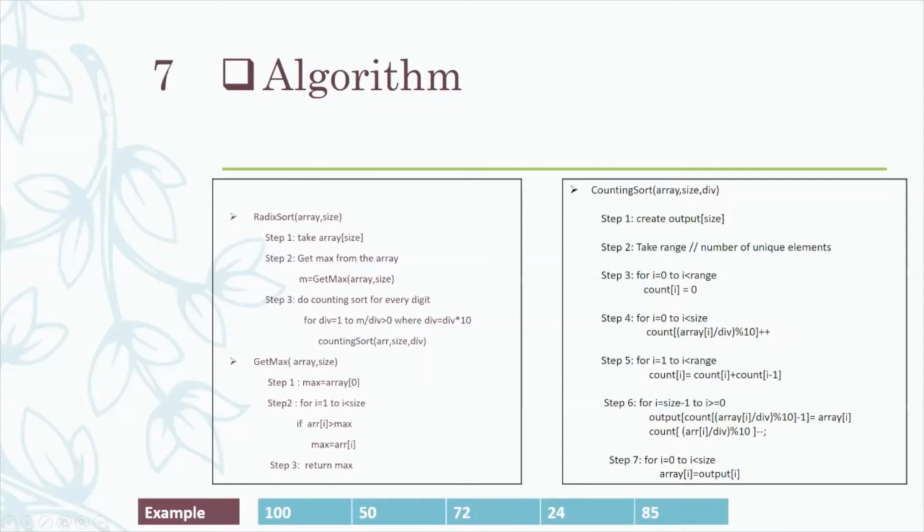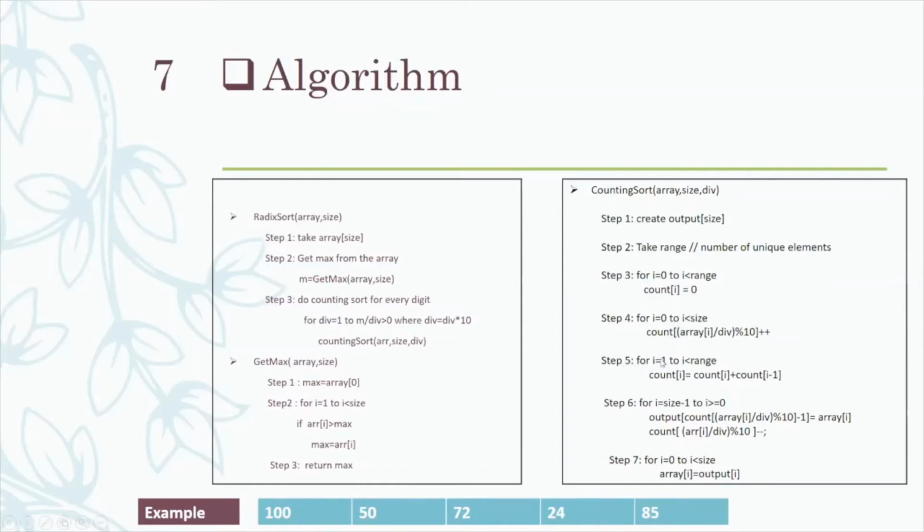Like if we take 100, then i is equal to 0, then 100 divided by div, 100 divided by 1, is 100. 100 modulus 10 is 0. So it increases count[0] to 1. The count[0] value will be increased. Same procedure.